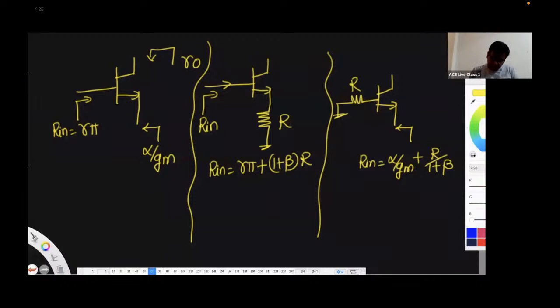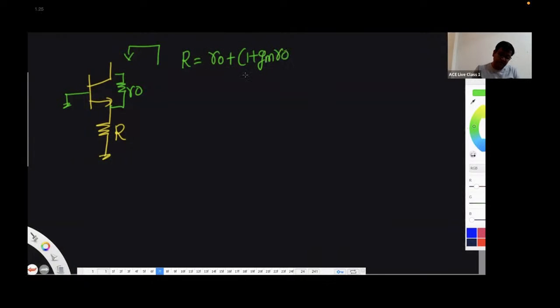And generally early effect problems are not given in exam. If the examiner gives an early effect problem, which we have not seen in GATE exam, but okay, if you want to calculate the resistance at the collector when there's a resistor here, then the resistance is going to be R naught plus 1 plus GM R naught into this R, which is going to come in parallel with R pi. So this we have not seen in GATE, but okay. So this way you can avoid the small signal model.